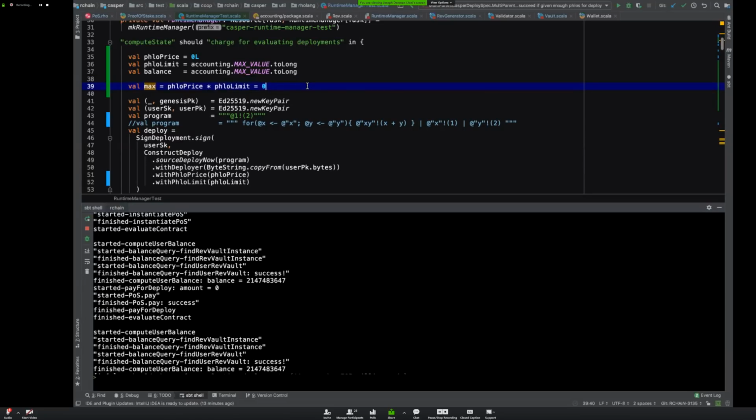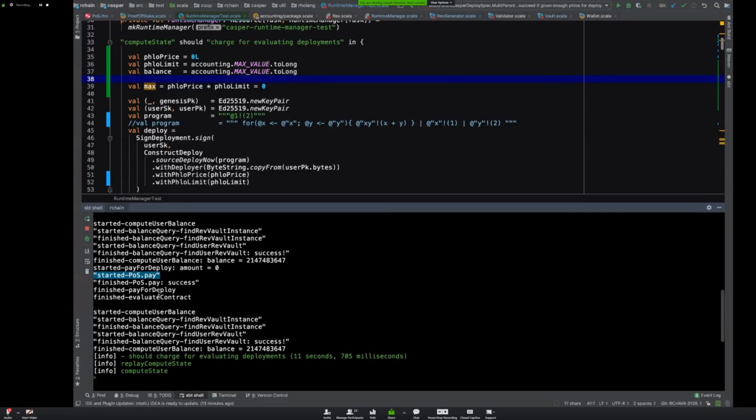Since a contract may not use all of the flow that it purchases, we have to do something with the remainder. We can't just pocket it. So the remaining flow that's not used in the execution is refunded back to the user, meaning that the amount that we see here is going to be the actual cost of the program. In this case, no matter how long the program runs, it's always going to be 0. Then we call into the proof of stake contract to pay it. We finish paying it, and then we finish evaluating the contract.